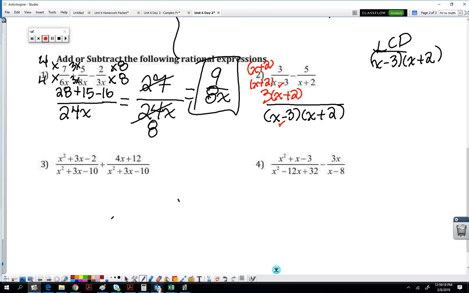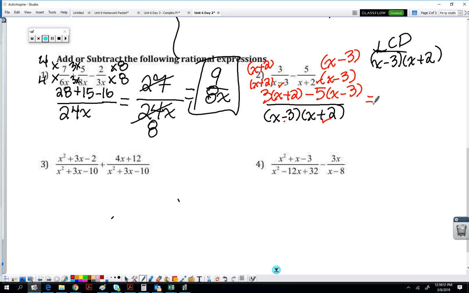Now I'm going to go to the next fraction, and I'm going to say, what do I have? So in my second fraction, I have x plus 2. In my LCD, I have x plus 2. What is not checked off? X minus 3. So that is the missing link. So that's what you have to multiply to the top and to the bottom. So I got 5 times x minus 3. And I don't suggest that you distribute right away because you might forget about that negative sign.